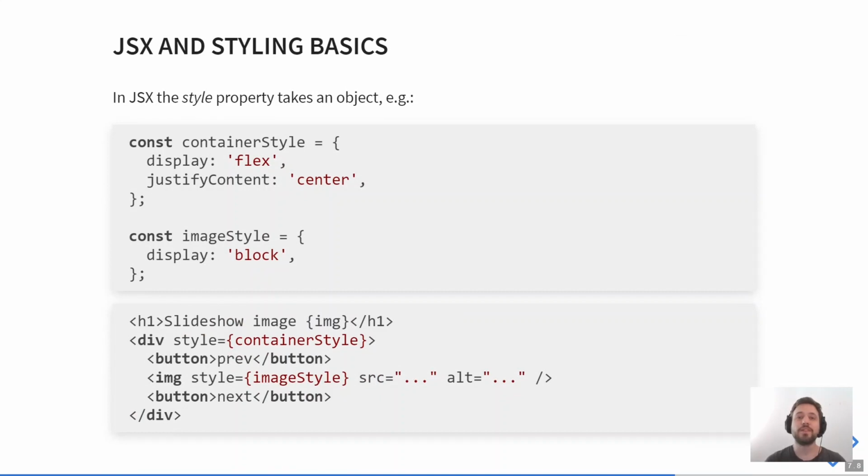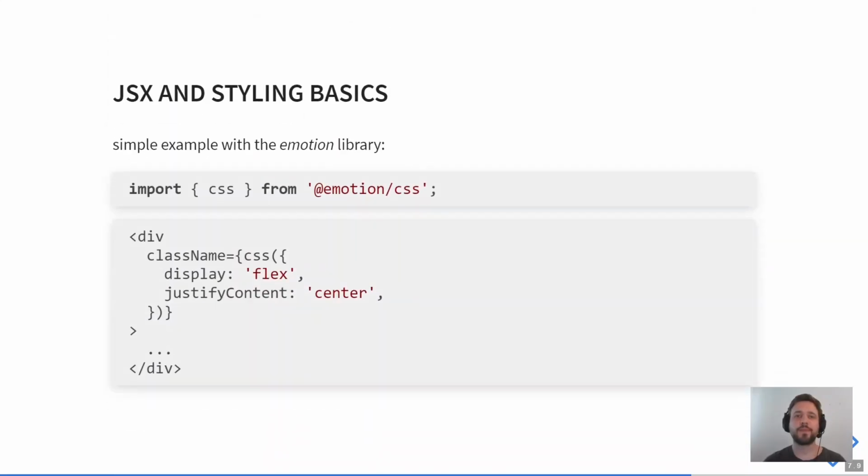Here we see the basic styling solution that makes use of the style property in JSX. We see that in JSX we can assign a JavaScript object that contains styling declarations to the style property. Here I could define the container style and image style further up in the component file and use them inside the JSX template. And as a preview, here's how styling could be applied via Emotion, which is an external library.